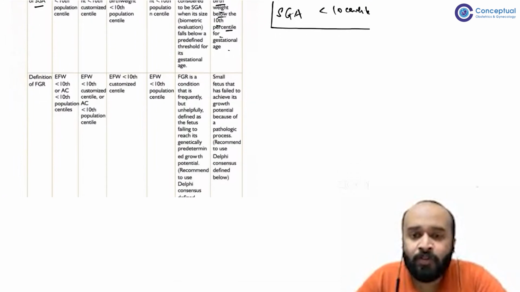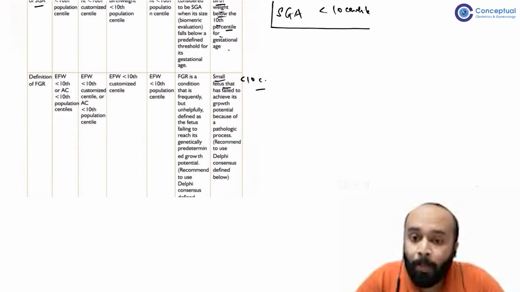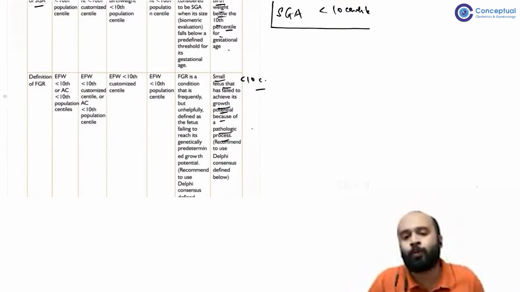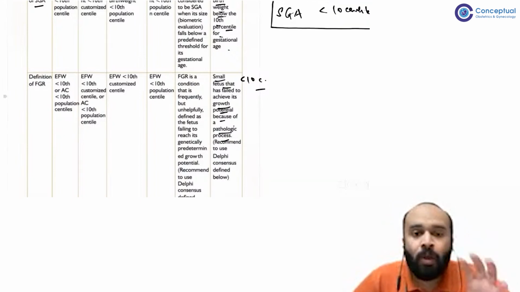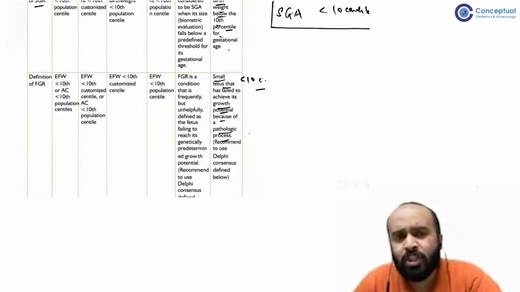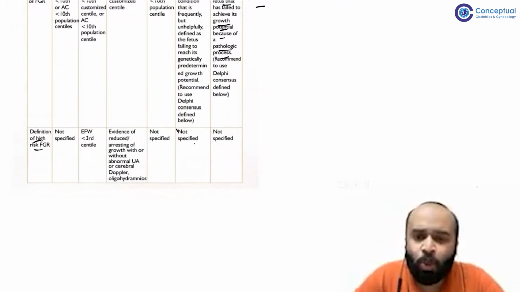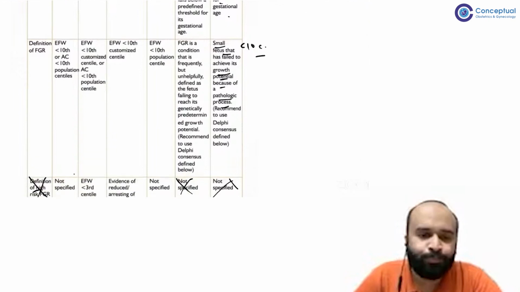Whereas the definition of FGR is that the fetus is small, meaning less than the 10th centile, but it has also failed to achieve its growth potential because of some pathological process. Which pathological process, I'm going to be talking about now, but this is the definition and the difference between FGR and small for gestational age. Now, there is something called high risk FGR, which has not been specified anymore. So this is an obsolete term now. So all we have is SGA and FGR.